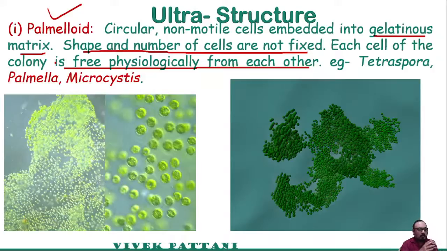So I am repeating it. The palmelloid type consists mostly of circular cells, which are non-motile and are embedded in some type of gelatinous matrix. The shape is not fixed and the number of cells is also not fixed, and each cell of the colony is free physiologically from the other cells.